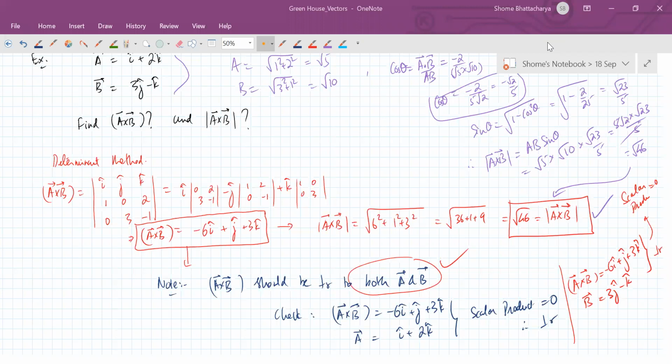Coplanar is a different thing, beta. Two vectors are always coplanar. Two vectors cannot be non-coplanar. The question is when we have three or more vectors, whether they are coplanar or not. We'll come to that. We'll discuss that.